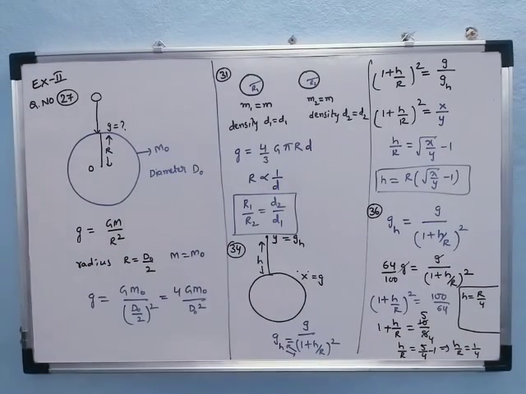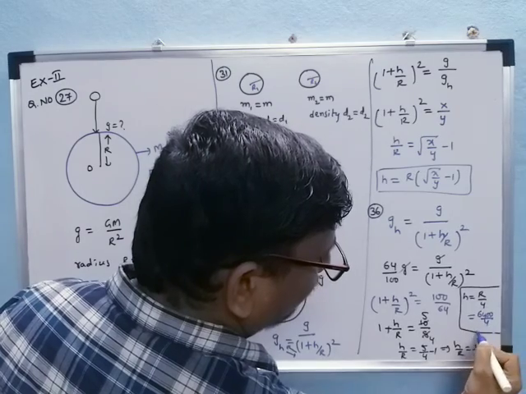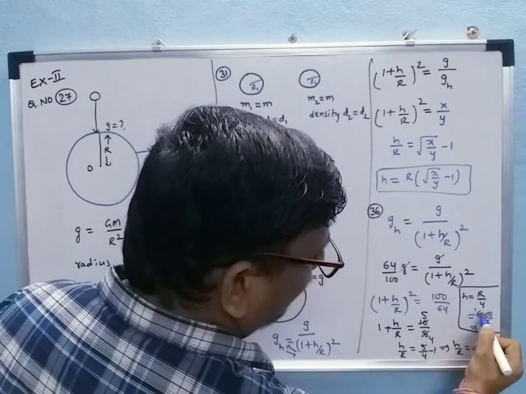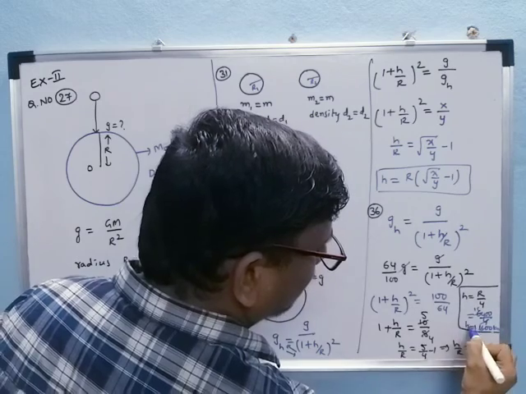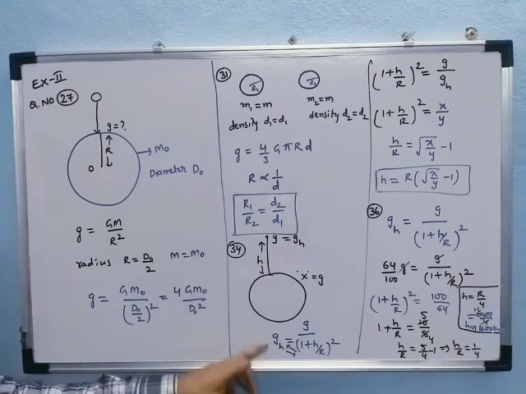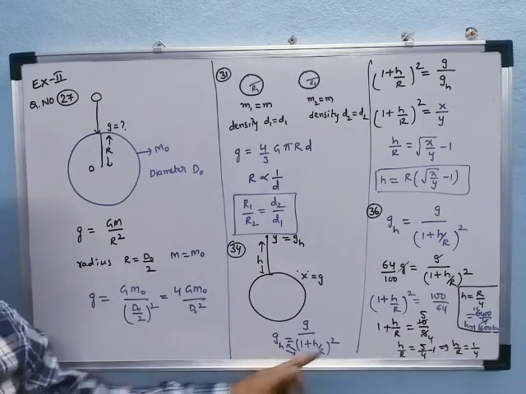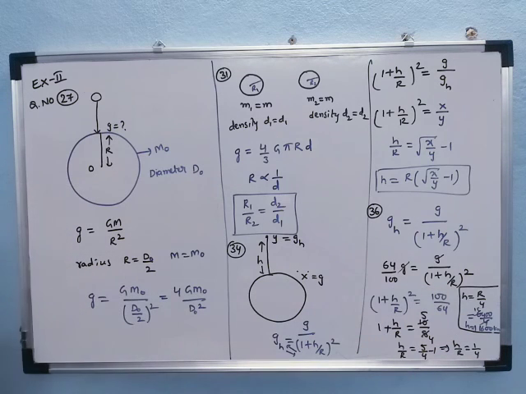R is the radius of Earth, which is a constant, 6,400 kilometers. So 6,400 kilometers by 4 gives 1600 kilometers. So h is equal to 1600 kilometers. At a height of 1600 kilometers, the acceleration due to gravity is 64 percent.